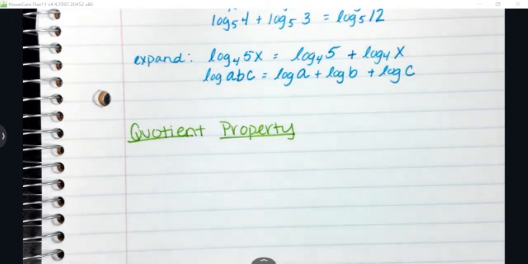Y'all gonna fail this quiz on Friday. No, it has nothing to do with negatives.